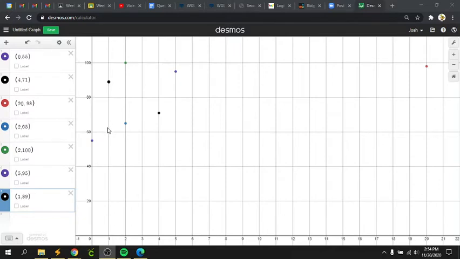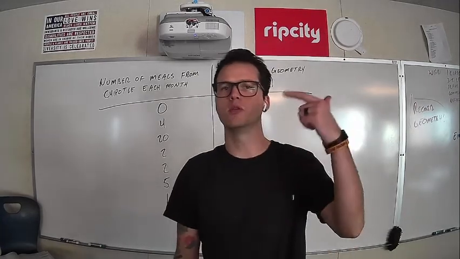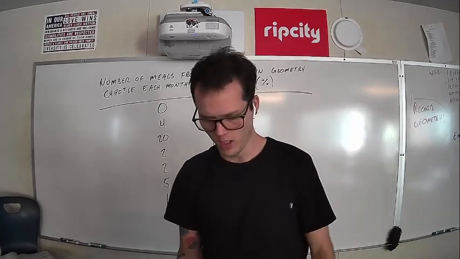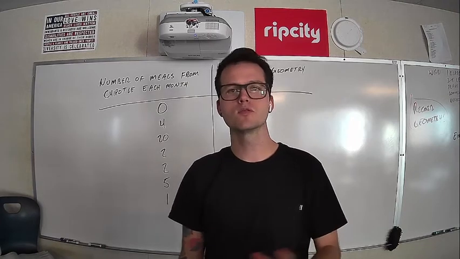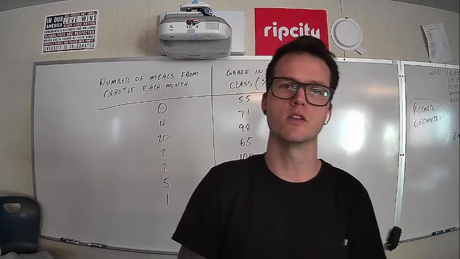So drawing a trend line for this particular data, I don't think is a good use of our time. There's just too much going on here, and there's not enough relationship between the number of times somebody eats at Chipotle every month and their grade in geometry class. So for this one, we say there's no correlation. We aren't able to make any predictions from this particular data.